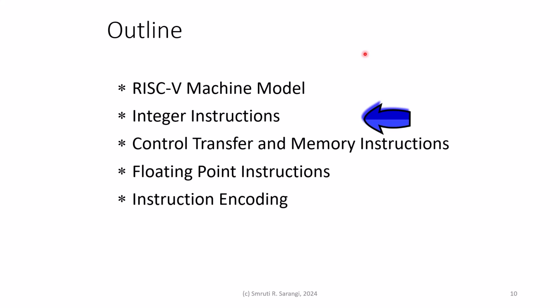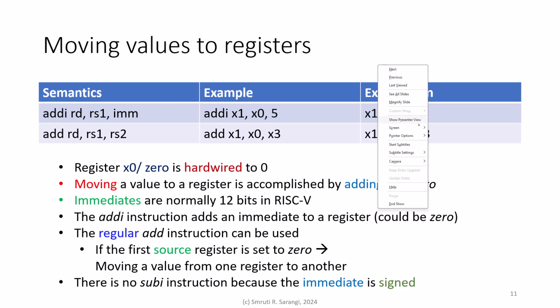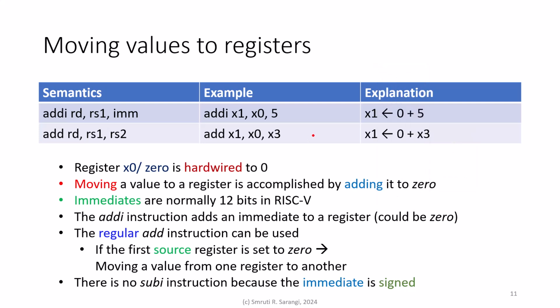So we'll now come to our second part, which is the main integer instructions. Let's take a look at the quintessential instruction, which is moving a value to a register, right? That's maybe the first thing that anyone would do while writing an assembly program, or moving the content of one register to another, which is again something that one would do. So this is where the greatness of the 0 register comes in handy.